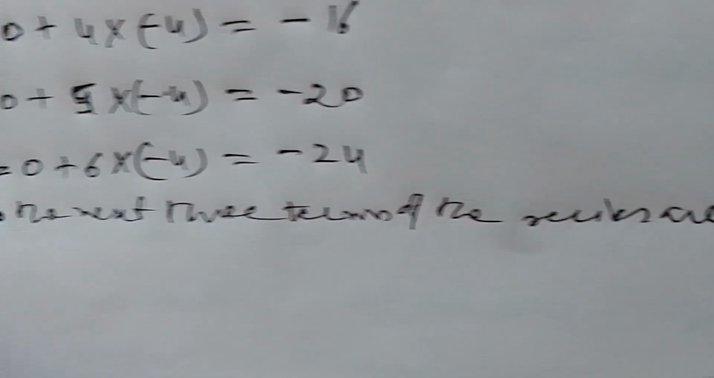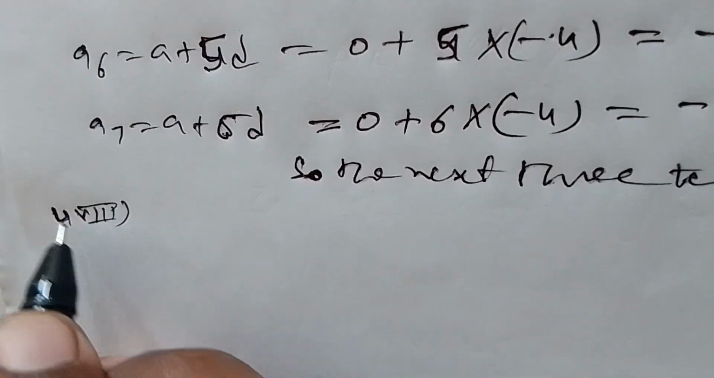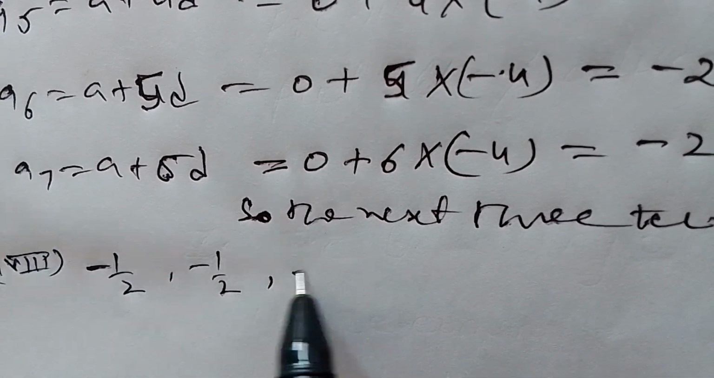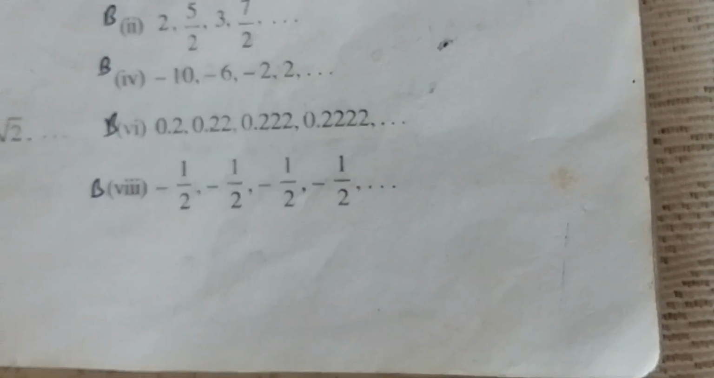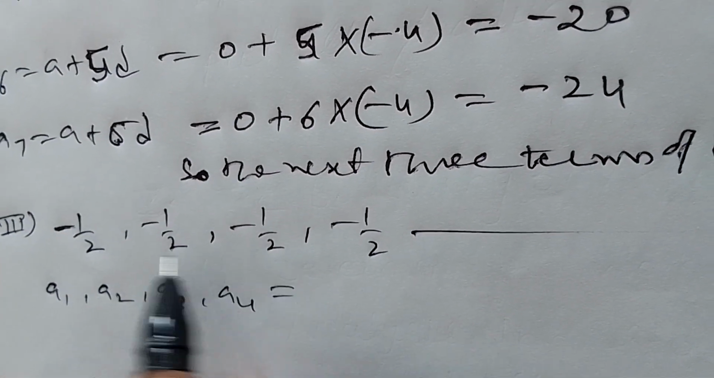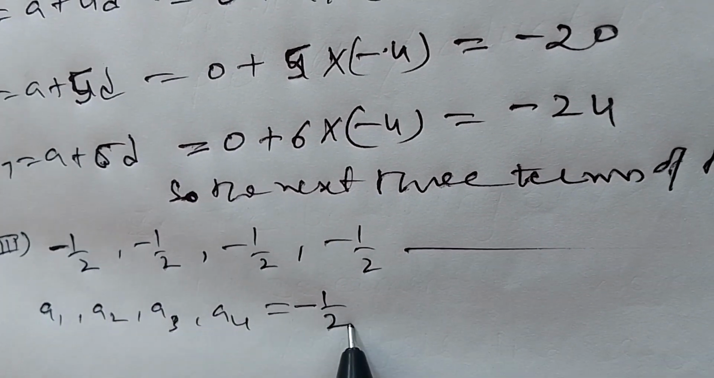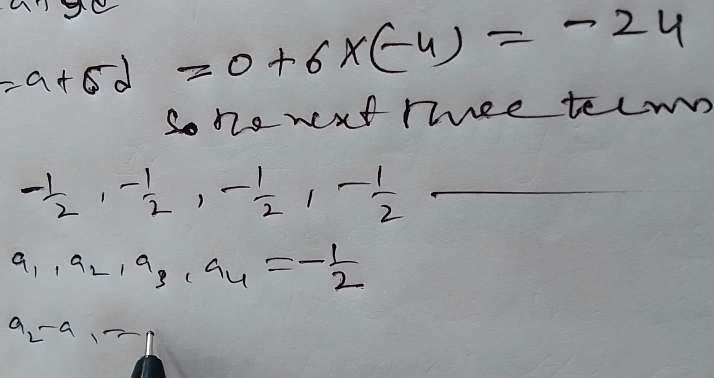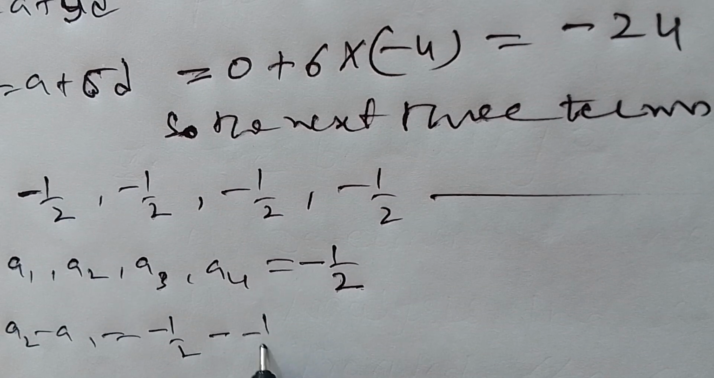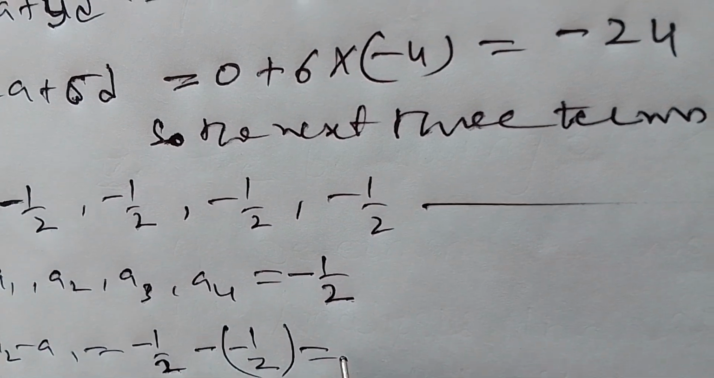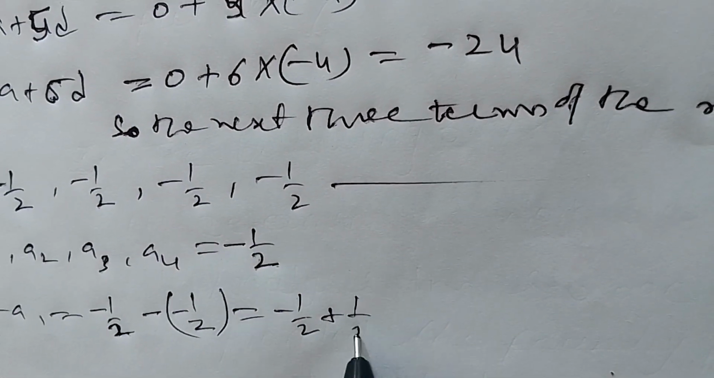Now the 8th part of the 4th question is minus half, minus half, minus half, minus half, and so on. Here A1, A2, A3, A4, all terms are the same, minus half. So A2 minus A1 comes out to be minus half minus minus half, that is minus half plus half, that comes out to be 0.